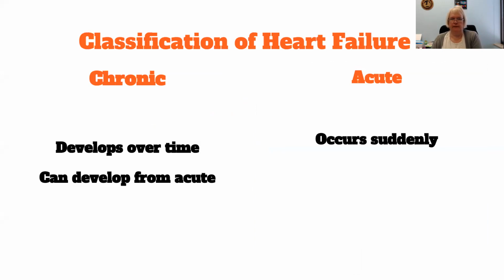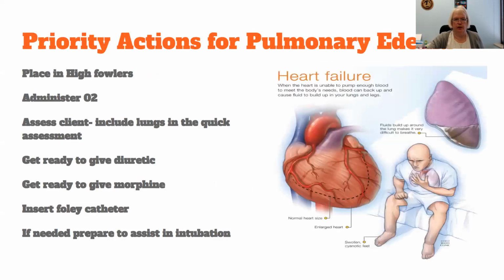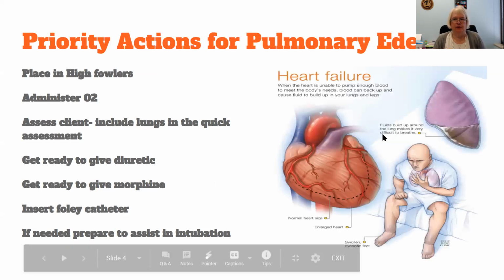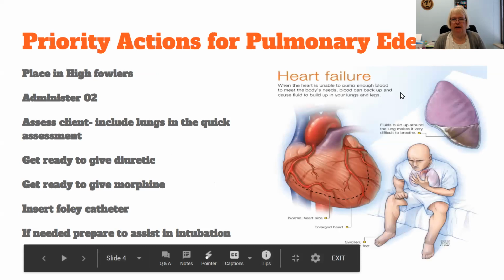There are two types or two classifications. There's chronic and acute. Chronic develops over time and can develop from acute, and acute comes on suddenly. So the complication of heart failure is pulmonary edema.